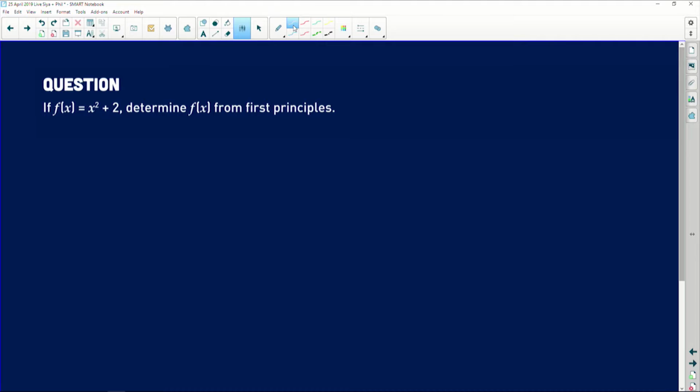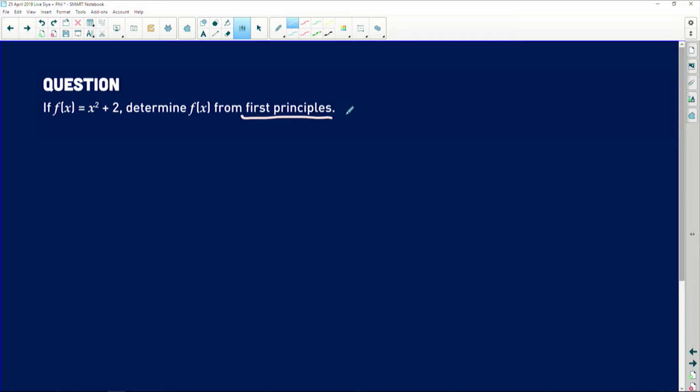Okay, thank you Banele for that exciting question. So let's just have a look at the question right away. The question reads, if f(x) is equal to x squared plus 2, determine f'(x) from first principles. So what Philippa was just talking about right now is what we call the first principles.